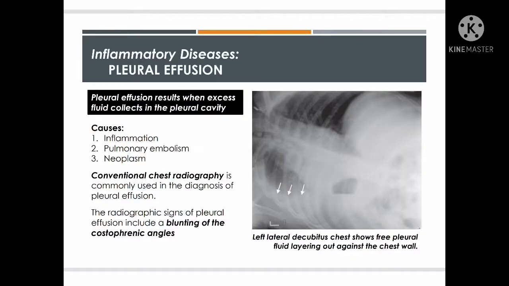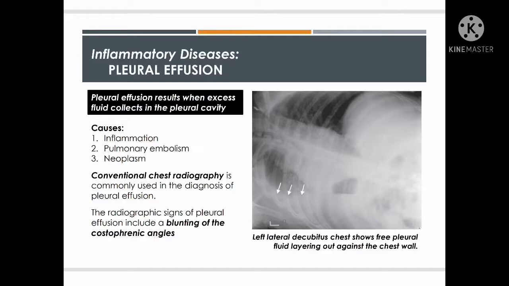Pleural effusion results when excess fluid collects in the pleural cavity. It is a frequent manifestation of serious thoracic disease, usually pulmonary or cardiac in origin. It should be regarded not as a disease entity, but rather as a sign of an important underlying condition. Pleural effusion may be caused by an inflammation, as in pleurisy, a pulmonary embolism, or a neoplasm. These pleural effusions are termed exudates.